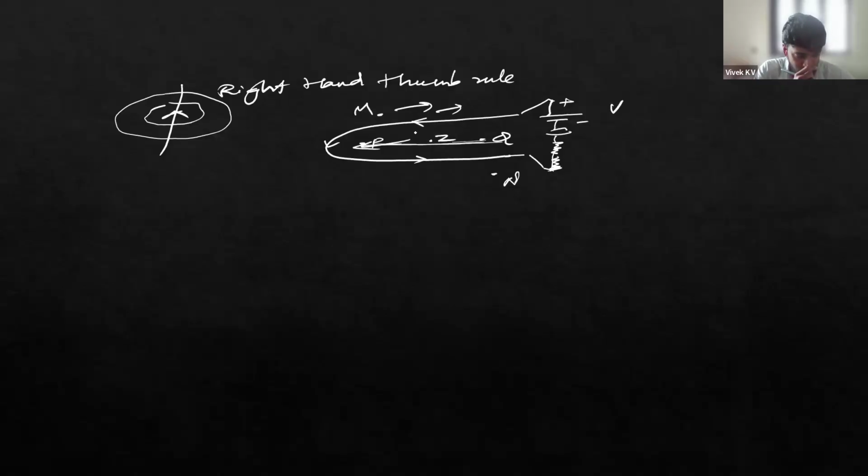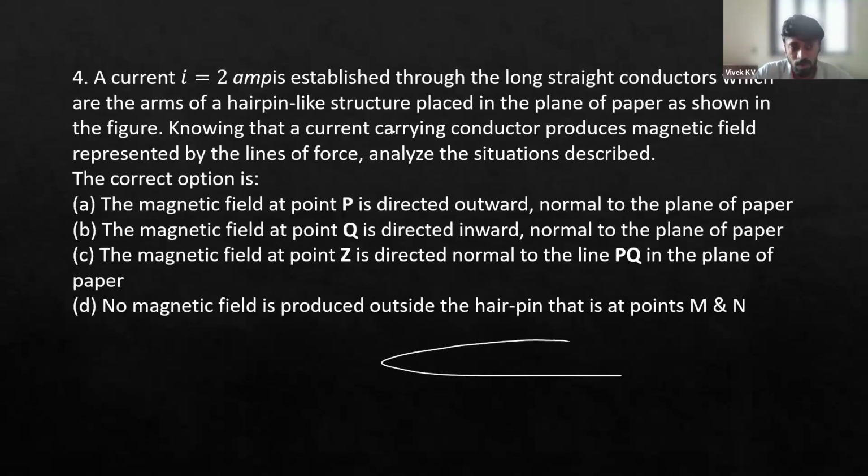Okay. And at M and N, since these points are diagonally opposite to each other, the effect of two arms will be there, but the field from the two arms will actually get cancelled off because M and N are diagonally opposite. So from the statement, if you look, we have four different options.